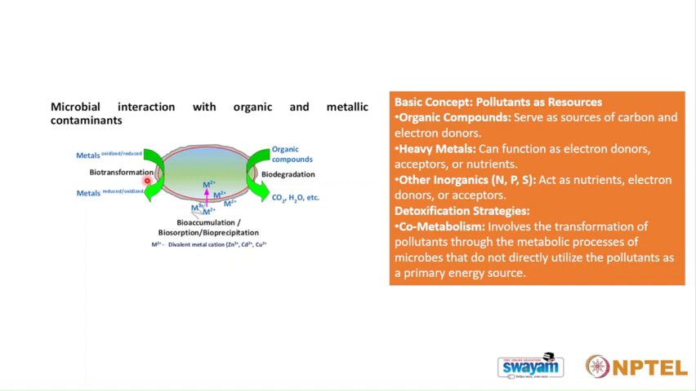So basically, organic compounds serve as the carbon source and also the electron donors. Whereas heavy metals serve as electron donors and acceptors, or even nutrients, and other inorganics like nitrogen, phosphorus, and sulfur serve as nutrients and electron donors or acceptors. So how are these pollutants degraded? Actually, the microbes will undergo co-metabolism, in which the pollutants will be considered as a secondary source of energy, and will be utilized by the microorganisms. This is how bioremediation works.